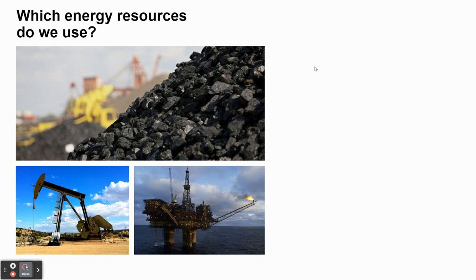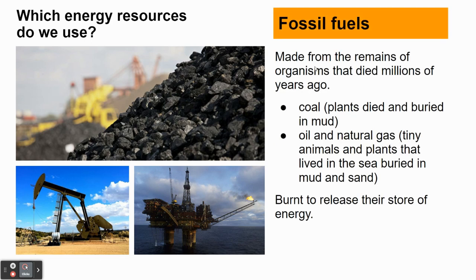Here are some pictures of the fossil fuels: coal, oil, and natural gas. We get these from the ground. They're made from the remains of organisms that died millions of years ago. Coal is made from plants that died and were buried in mud. Oil and natural gas, slightly different. They're tiny animals and plants that lived in the sea and buried in mud and sand. Over millions of years, they change into fossil fuels that we burn to release their store of energy.